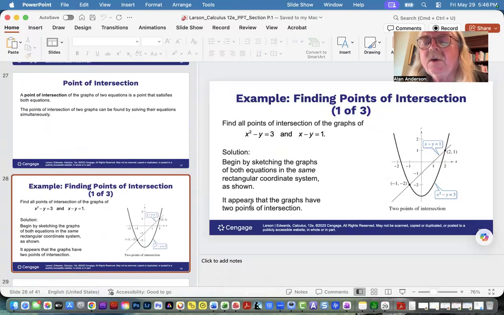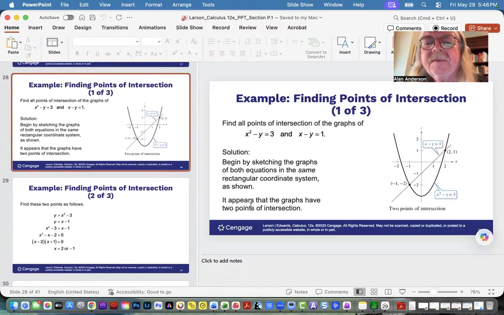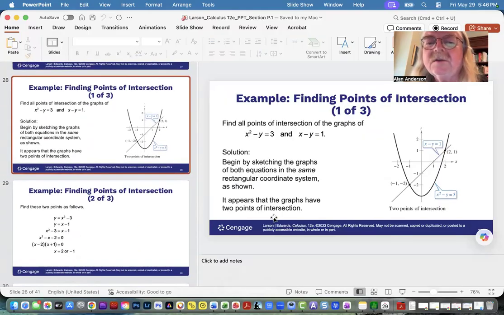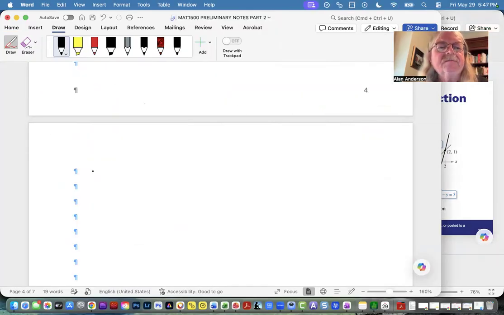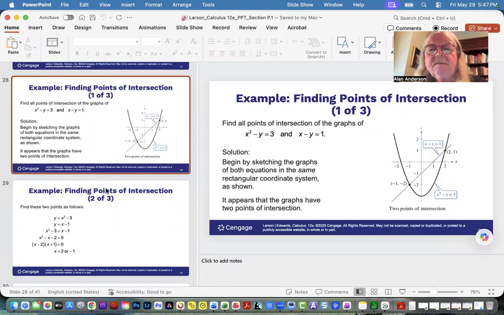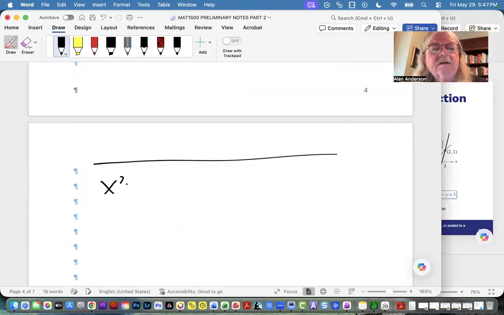Points of intersection, of course, sometimes we need to find where two functions intersect each other. In this particular case, they're showing us that we have a parabola and a straight line, and we'd like to know where they cross. And in this particular case, you can clearly see that they cross twice. And so how would you find those points? Well, the parabola, they're giving us the equation x squared minus y equals 3.